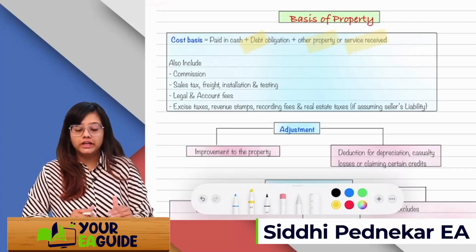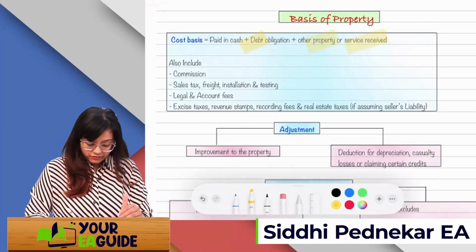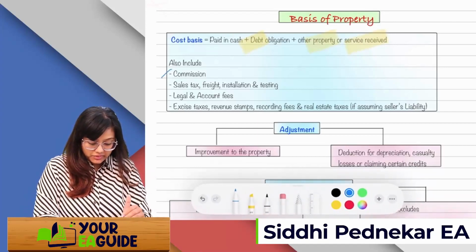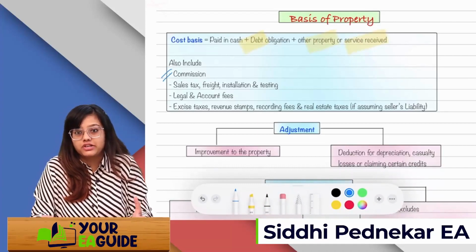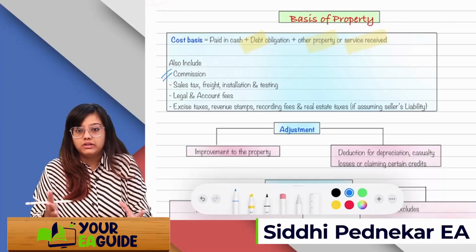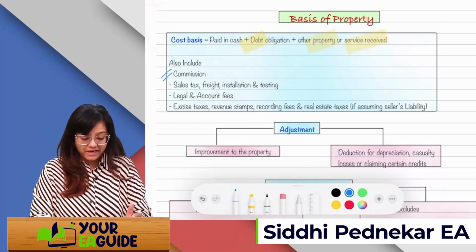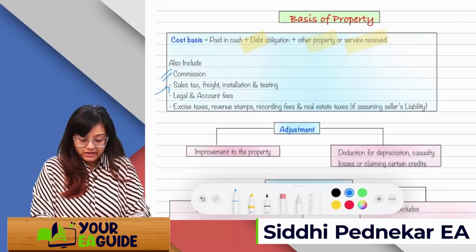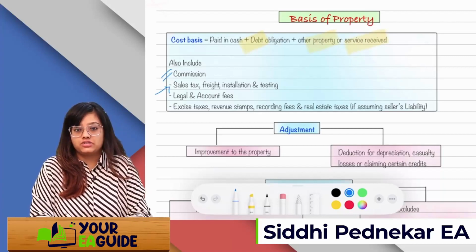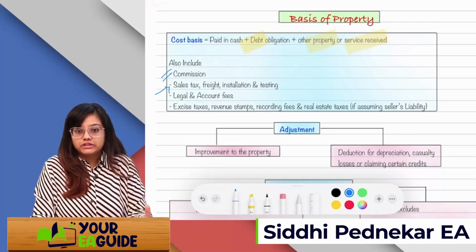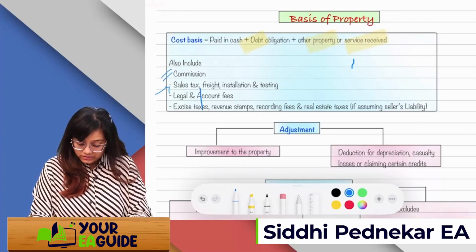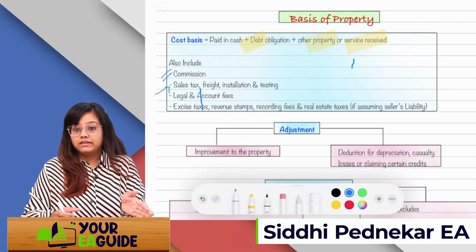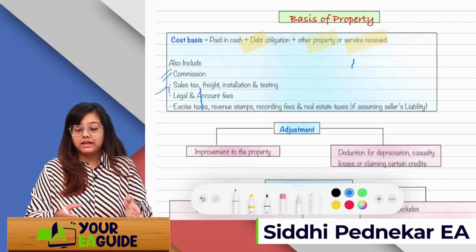We should also include in this cost basis four more things, that is the commission, if any, paid while purchasing the property, right? This commission to the agent if he is dealing with the property transaction. So commission which is paid, any sales tax paid, freight or installation and testing charges, right? Legal and accounting fees if any paid, and excise tax, revenue stamp, recording fees, real estate taxes if any, paid by the seller's liability, if it's assumed as a seller's liability.